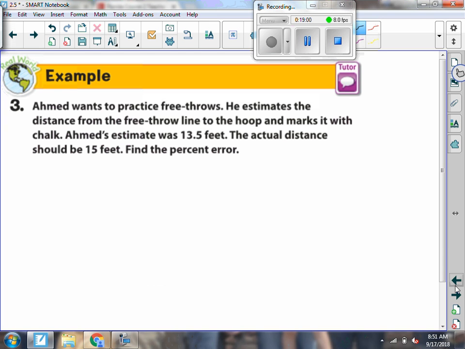So copy this one down. Ahmed wants to practice free throws. He estimates the distance from the free throw line to the hoop and marks it with chalk. Ahmed's estimate was 13.5 feet. The actual distance should be 15 feet. Find the percent of error. So take a moment and copy this down.